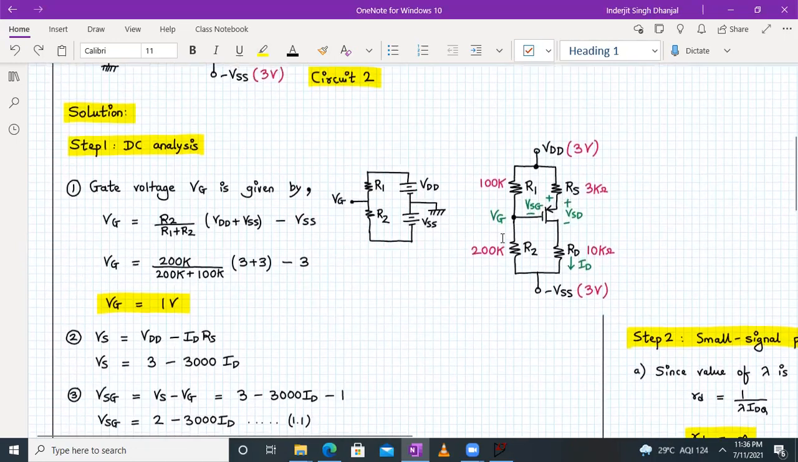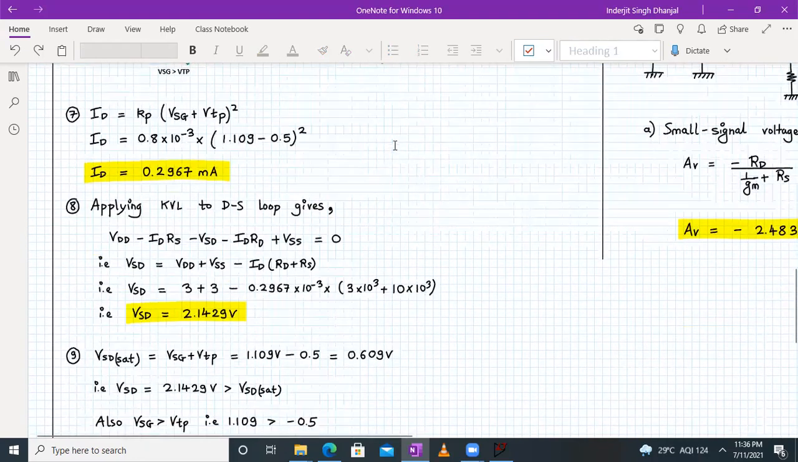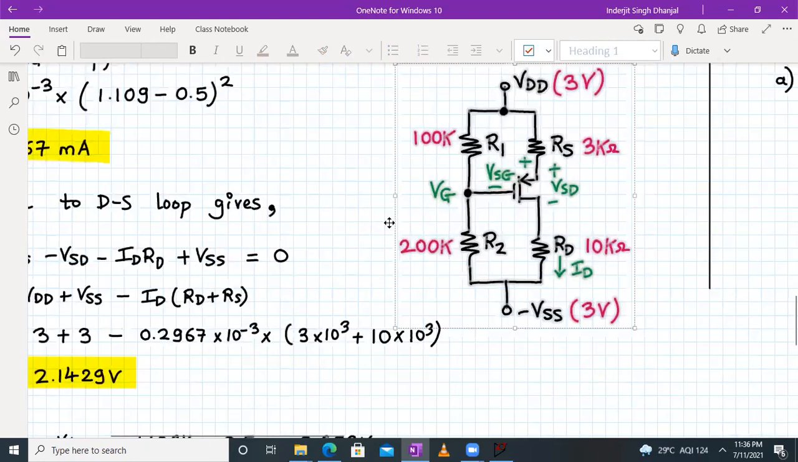Now we have to apply the KVL at the drain source loop. So let me copy this diagram over here just for simplicity, and then we'll remove it again. It's removable.